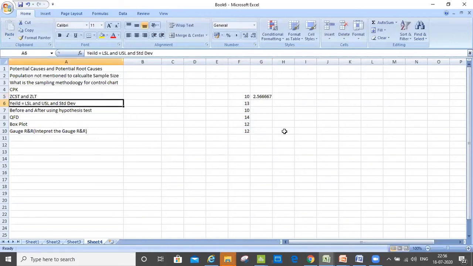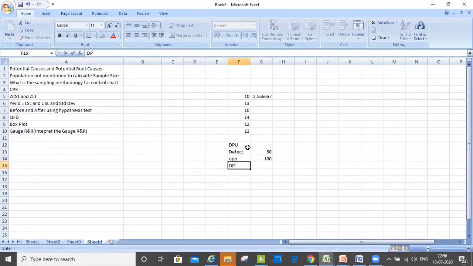So yield, okay. When you calculate DPU, you have 50 defects and total opportunity is 100. So what is the DPU here? 0.5. And what is the yield percentage here? 50%. Yield 50%, right? Yield is the pass percentage.